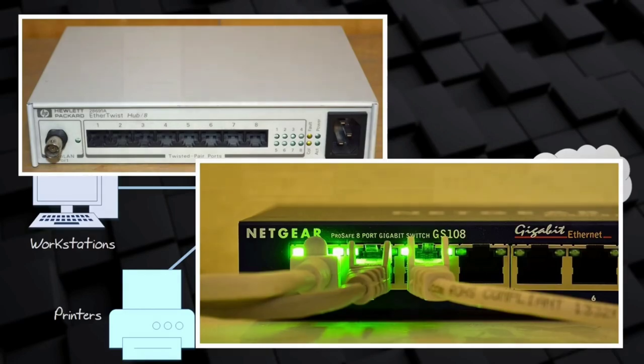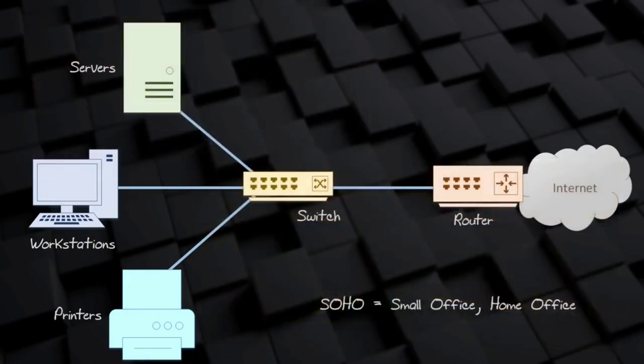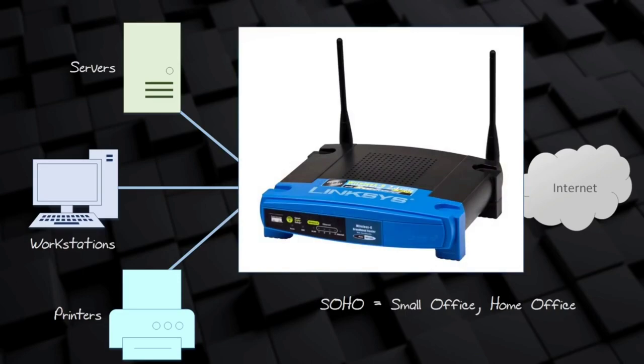In a SOHO network, a router is used to connect to the internet. You might find that the router, switch, and access point are all integrated into one device.